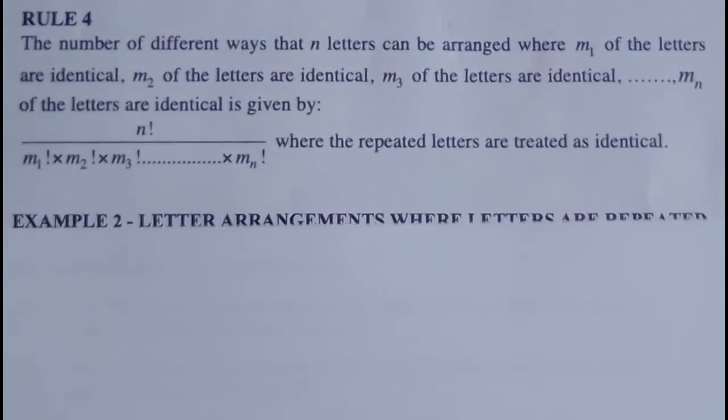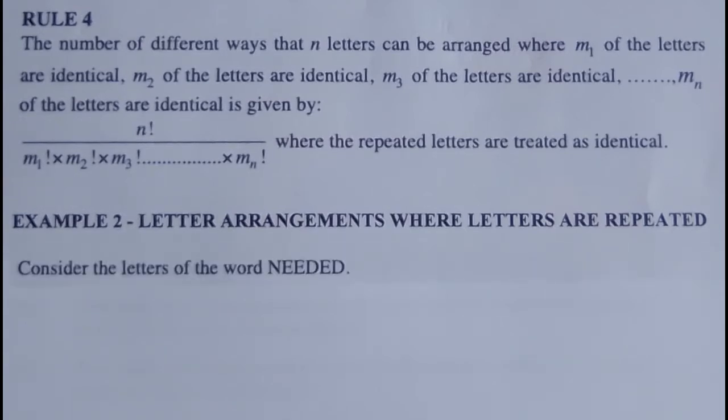So let's just go through an example. Letter arrangements where we have repeated letters, like this word here, needed. You can see it's got 3 E's and 2 D's, so you've got E's and D's that are repeating. If we just do 6 factorial, we're going to find that we have a lot of similar words. Now, this rule is to eliminate all those similar words, or let's just call them duplicates, all those unnecessary duplicates.